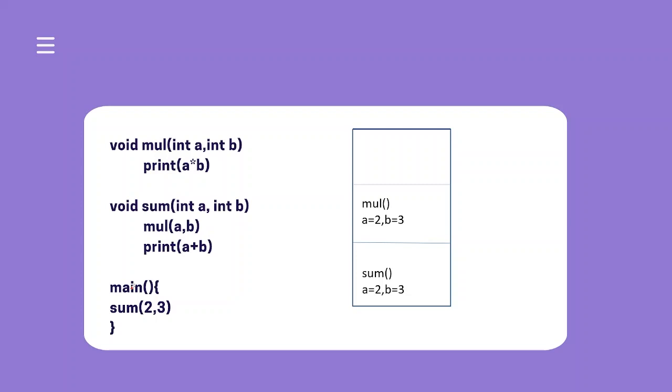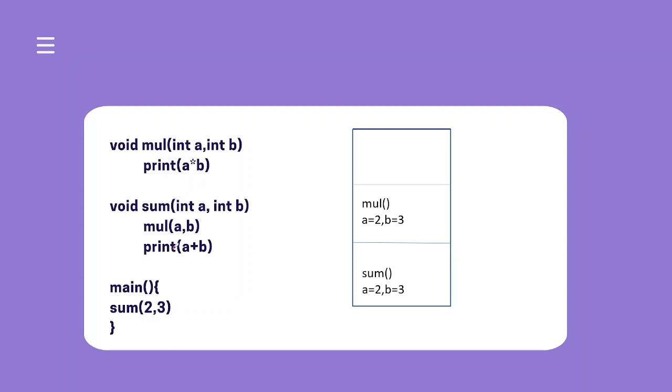So the stack is a memory where the function name, the local variables, and the values of the local variables will be stored. Here we will see that first the compiler will execute main. Main will call the sum function. So in the stack it will store the name of the function and the values of a and b. So a and b are local variables to this function sum. Here it will store a equal to 2 and b equal to 3.